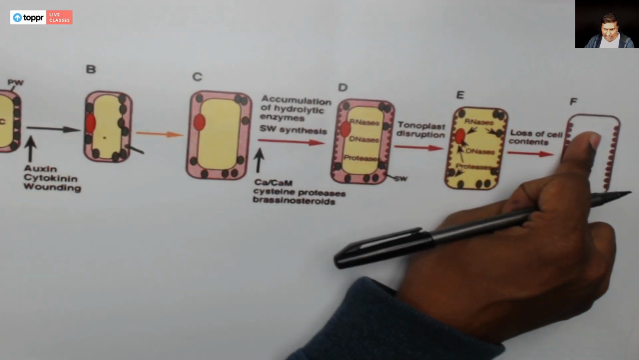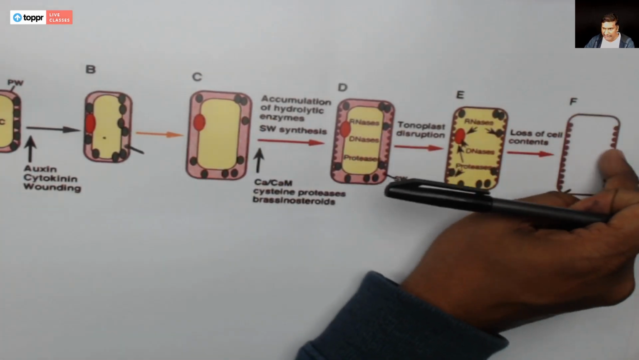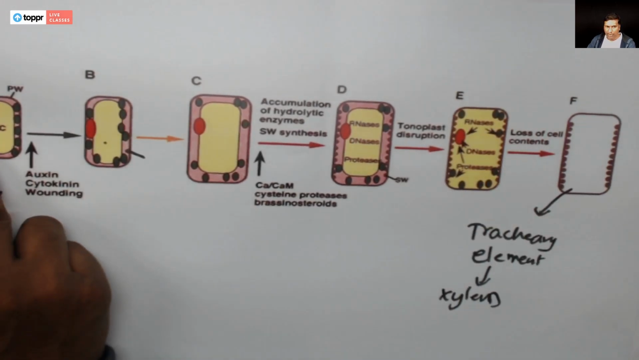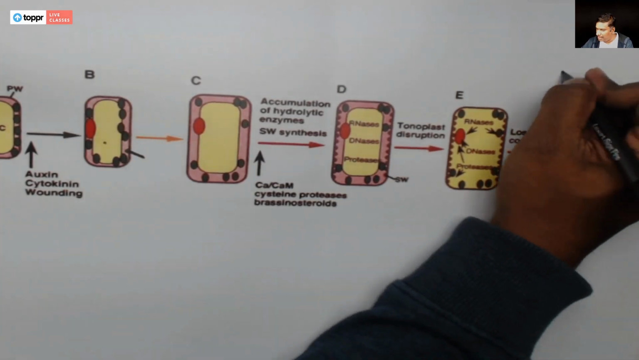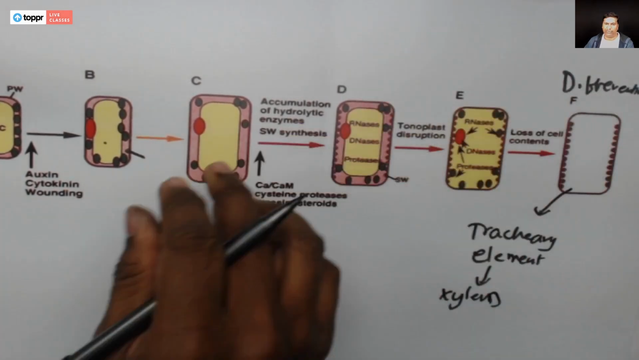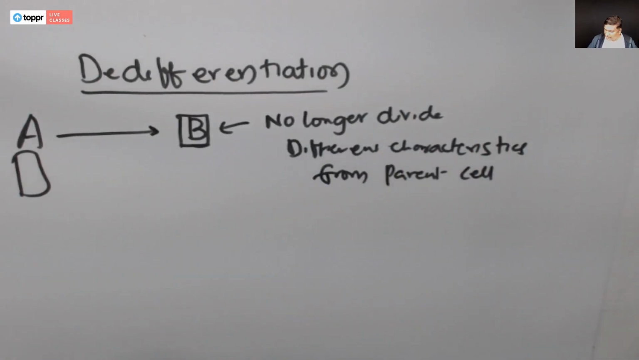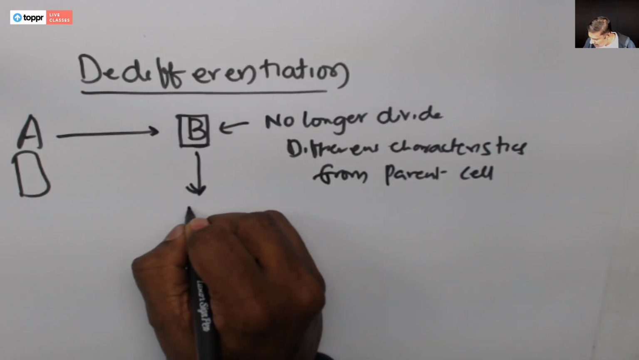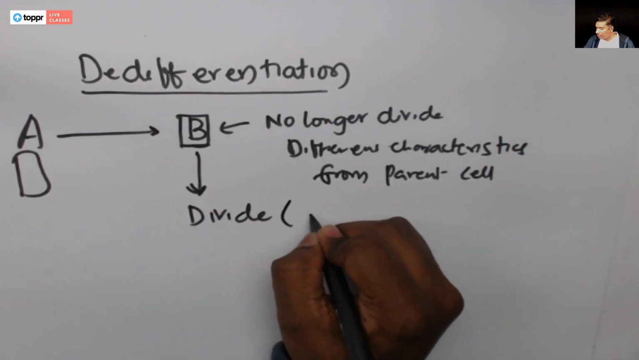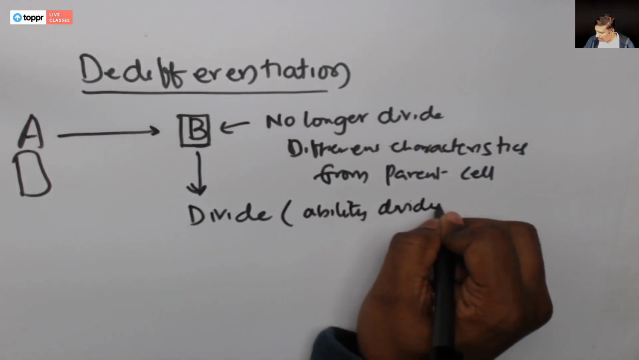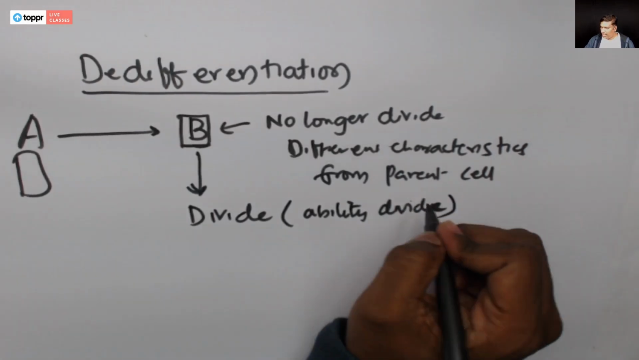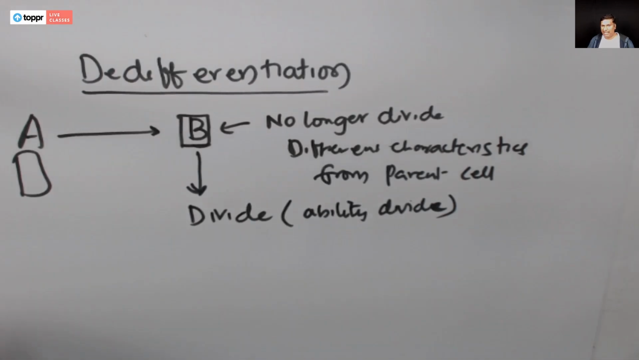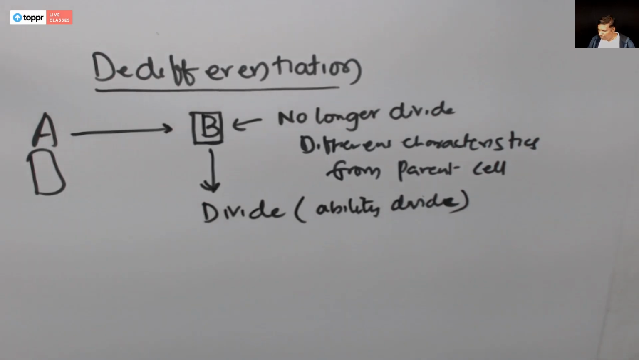Now once it gets differentiated, there's no coming back because it has lost all its contents. It cannot come back to the original form. It remains in the differentiated form. However, some cells can actually come back to a phase where they can divide. They retain the ability to divide. In the example that we saw where tracheary elements were forming, there's no going back. In such situations where you lose all the internal contents of the cell, the nucleus, the protoplasm, etc., there's no coming back.